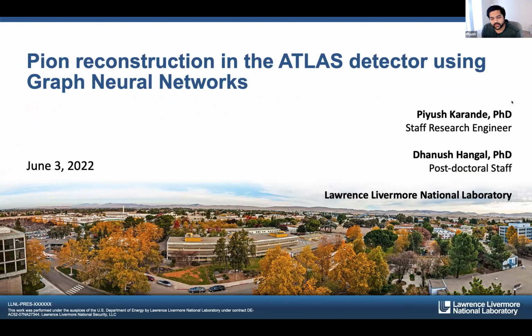I'm not really from a physics background. I usually work on machine learning and applied machine learning problems in different domains. But I have been working on this type of data and this project for a couple of years now. I'm at the Lawrence Livermore National Lab near the San Francisco Bay Area. And today I'm going to talk about Pion reconstruction in the Atlas detector using GNN models.